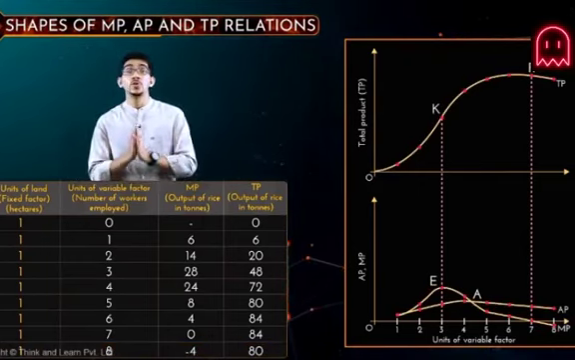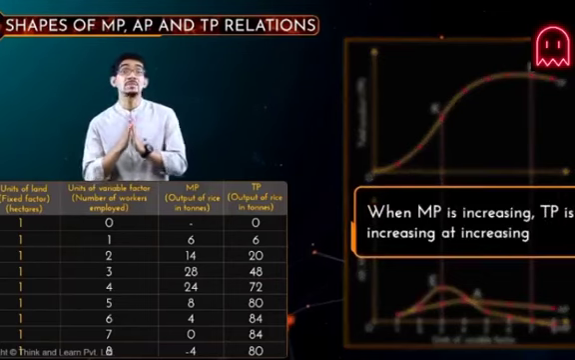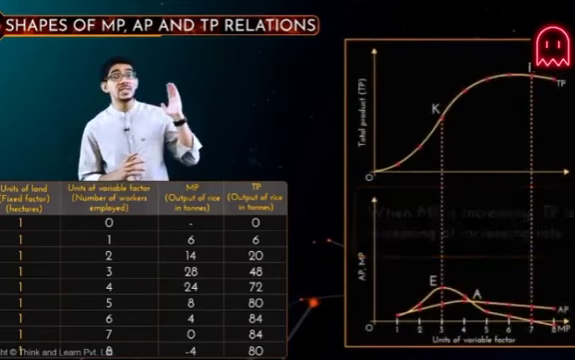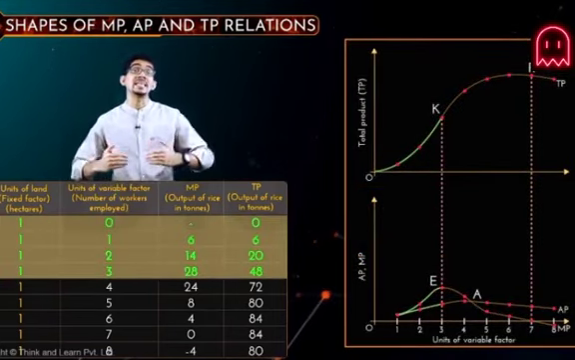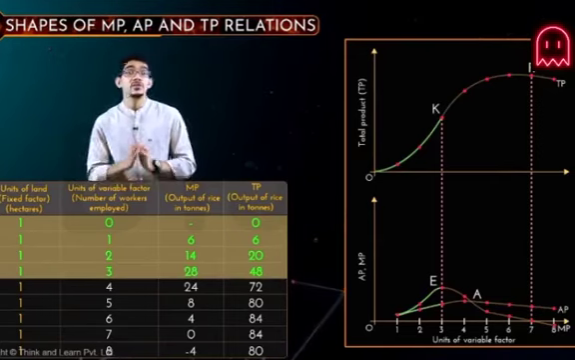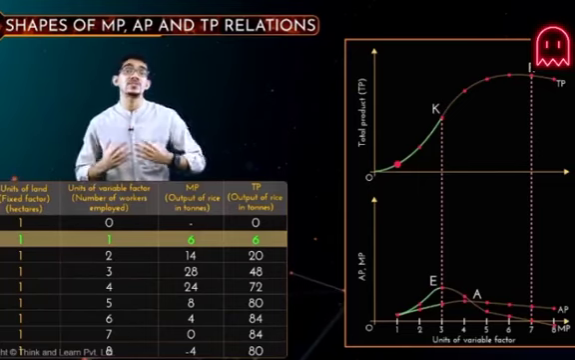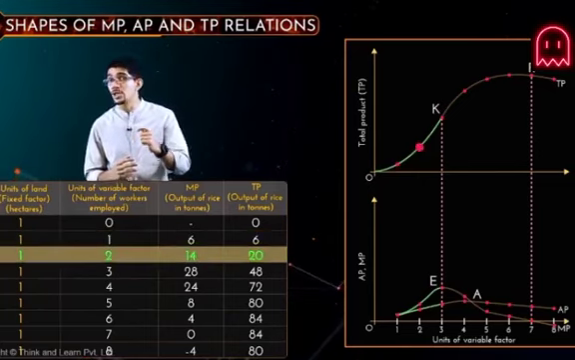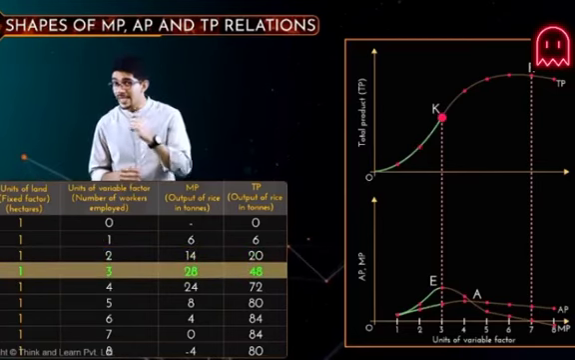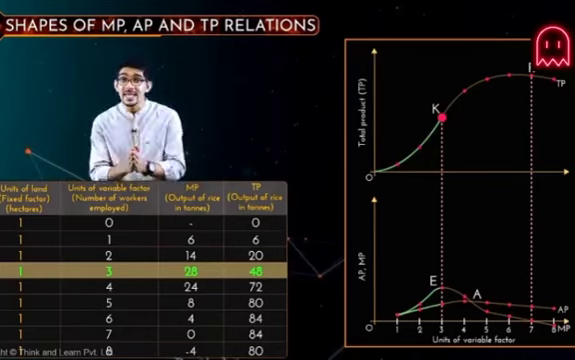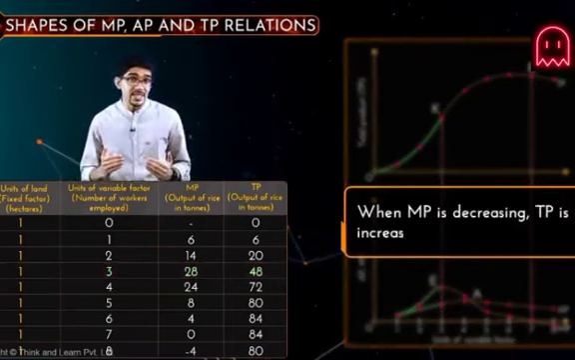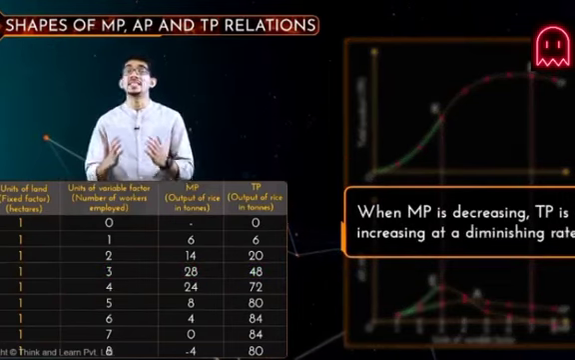1. So long as MP is increasing, TP is increasing at an increasing rate. We can see here that till the 3rd unit of variable factor, MP is increasing from 6 to 14 to 28 tons of wheat. Accordingly, while the first unit of labor contributes 6 tons of wheat to total output, the second unit contributes 14 tons and the third unit contributes 28 tons, implying that TP is increasing at an increasing rate in this stage.